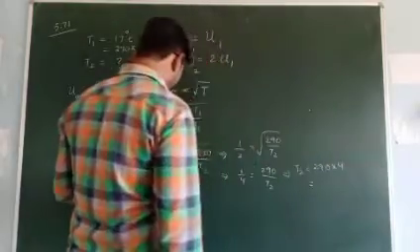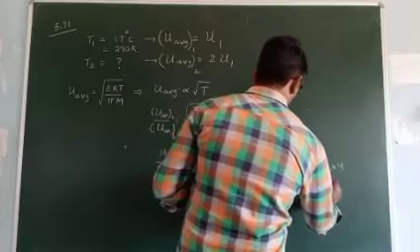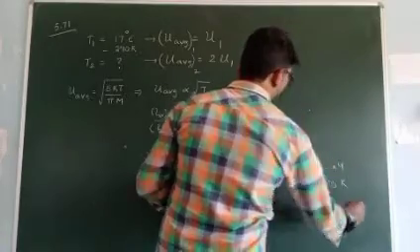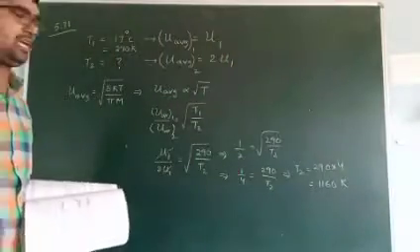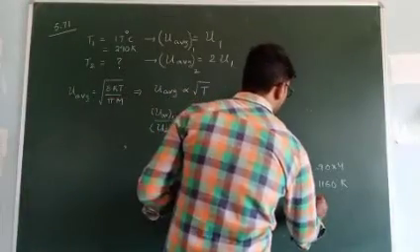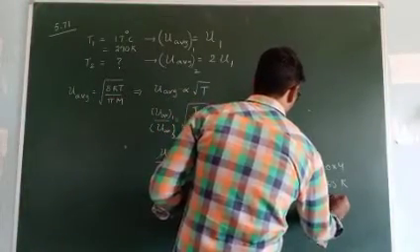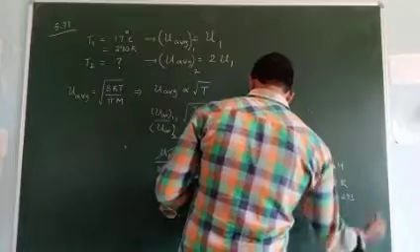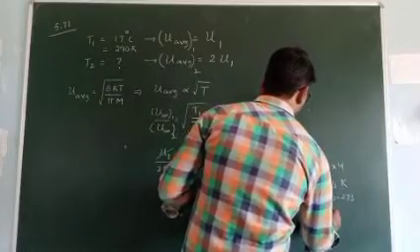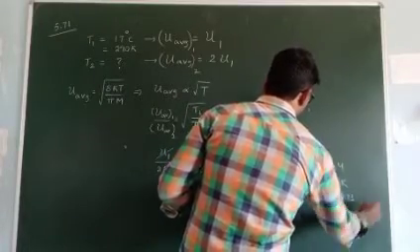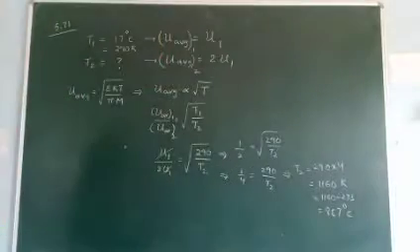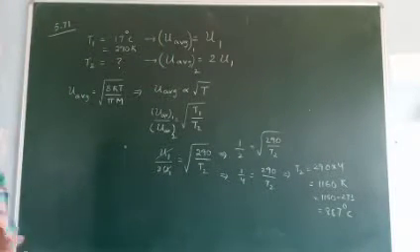So that value is 1160 Kelvin. For converting to degree centigrade, 1160 minus 273, that is 887 degree centigrade. The second problem is also completed.